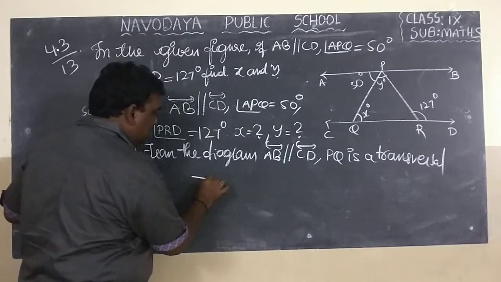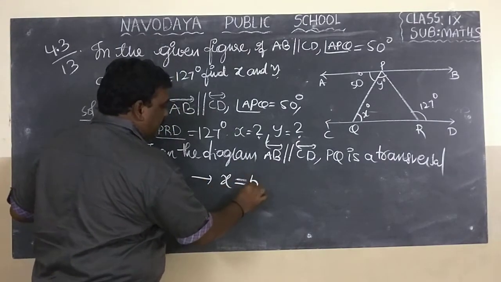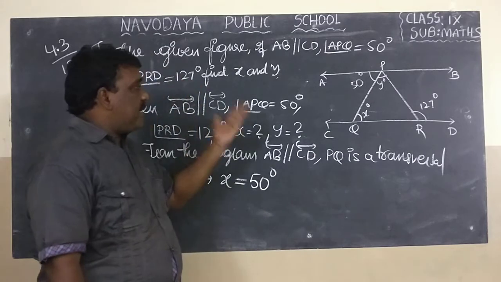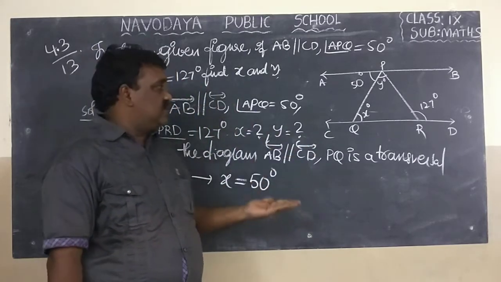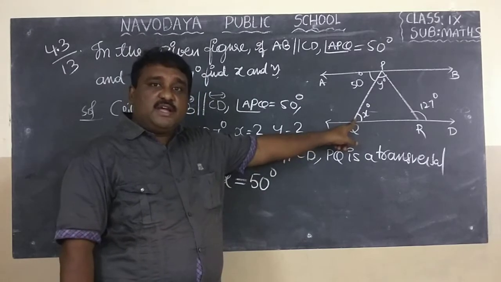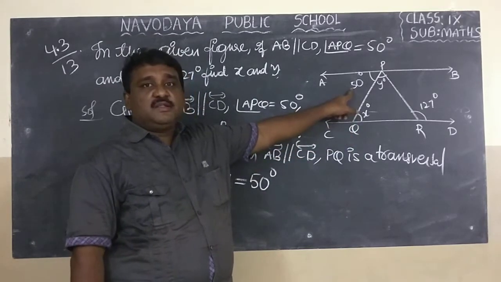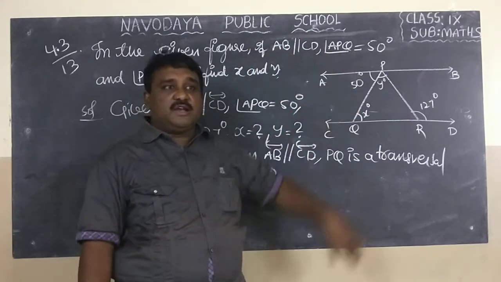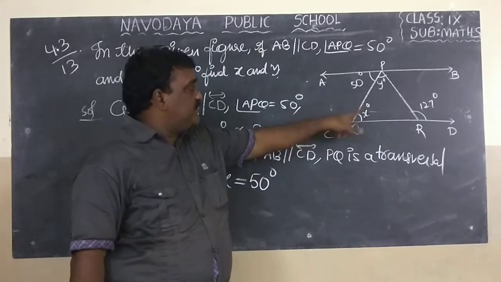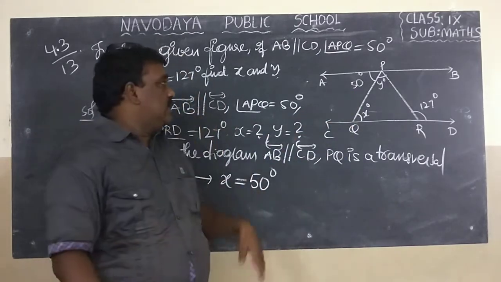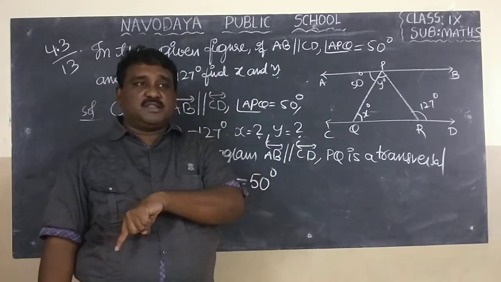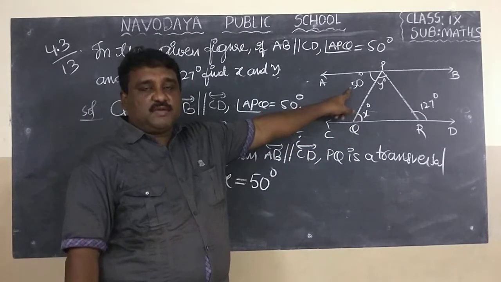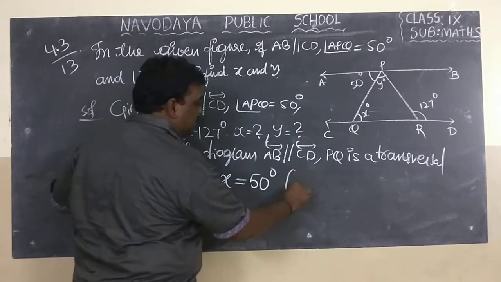Then what are the angles equal? X equal to 50 degrees. Why are they equal? What is the reason? Because AB parallel CD, PQ is a transversal. X lies on the right side of the transversal, 50 lies on the left side of the transversal. They are not adjacent angles. Both are interior angles. Number 2, they are on either side of the transversal, and they are not adjacent. So they are what type of angles?